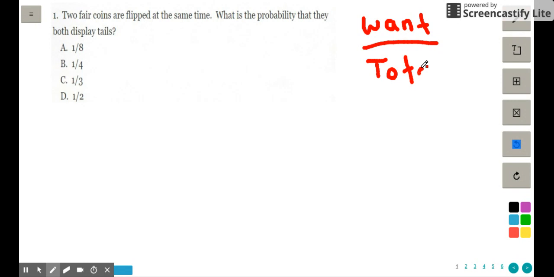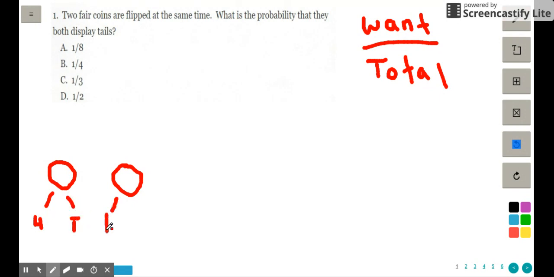So, in this case, I have two coins, okay? Coin number one, and then coin number two. With a coin, I could get heads, or I could get tails, okay? Heads or tails on both of those coins. And so I want tails. So I have a 1 out of 2 chance on that first coin of getting a tails. On the second coin, I also have a 1 out of 2 chance of getting a tails.